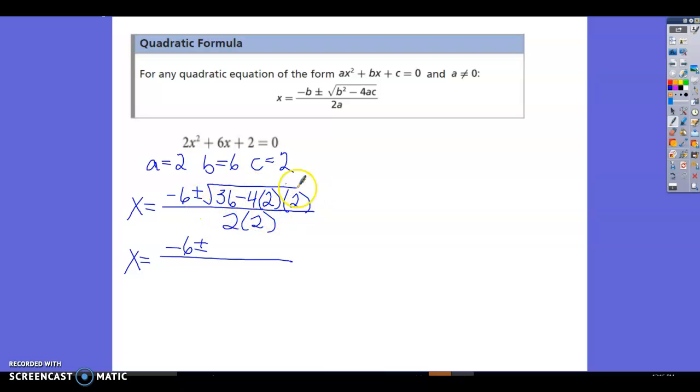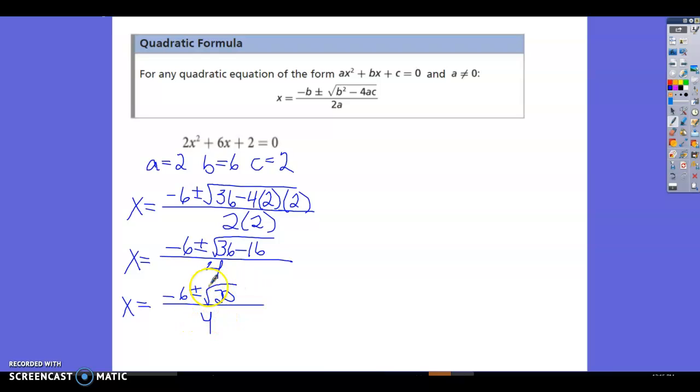Okay, so this is called our discriminant. So we're going to have 36. Negative 4 times 2 is negative 8. Negative 8 times 2 is negative 16. And remember, you do have to use order of operations always. So that's why we're simplifying underneath the radical first. So we're going to do 36 minus 16 is 20.